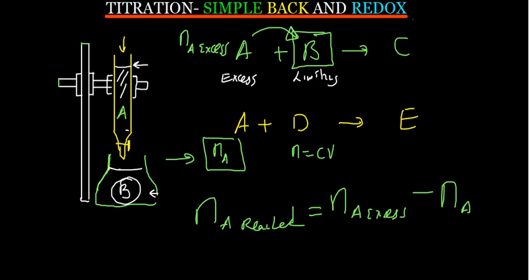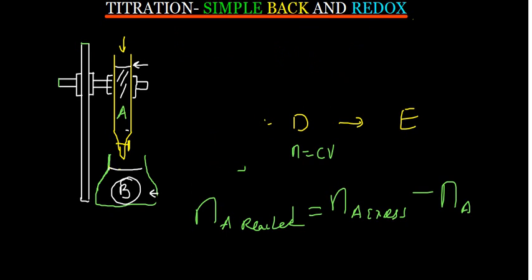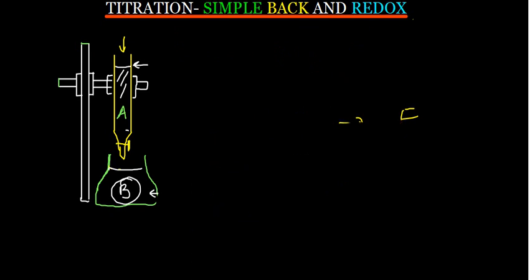So that is how you are able to determine how much of the limiting reagent reacted using a back titration. Now, a redox titration is more or less the same as a simple titration, except that you don't use an indicator for a redox titration because what you are using are redox reactions.